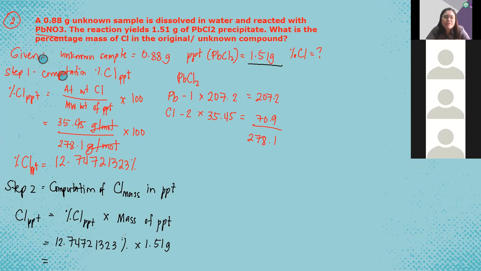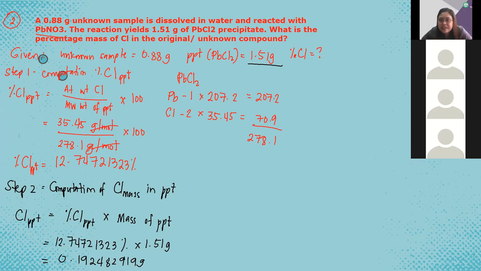So, 12.7472133 divided by 100 is 0.12747213233 times 1.51 is 0.19248219 grams. So yan na ngayon class ang amount ng chloride sa precipitate natin. Ay, wait, I missed something. I missed something sa computation.